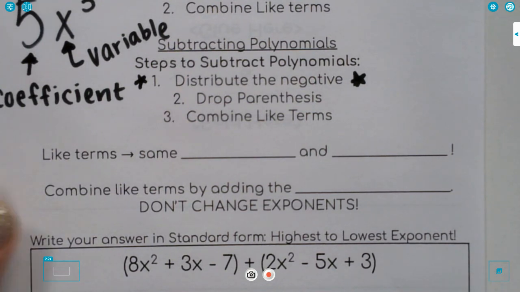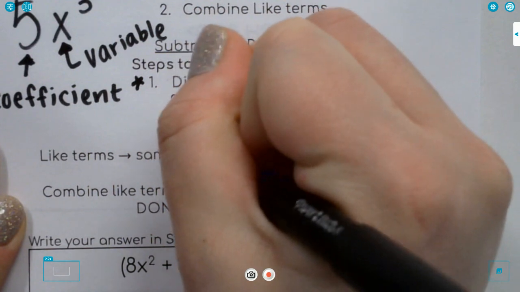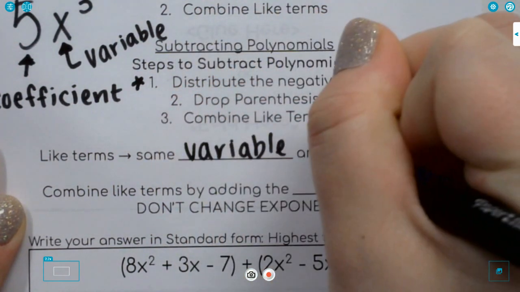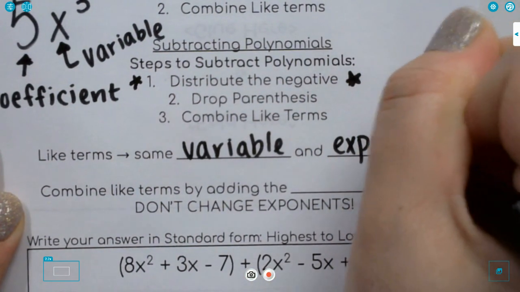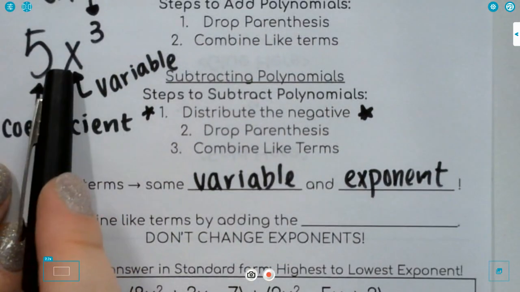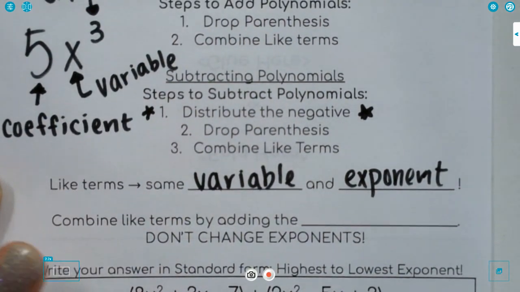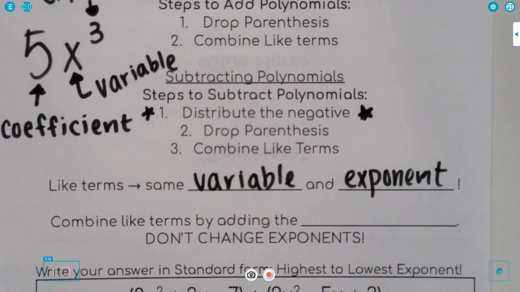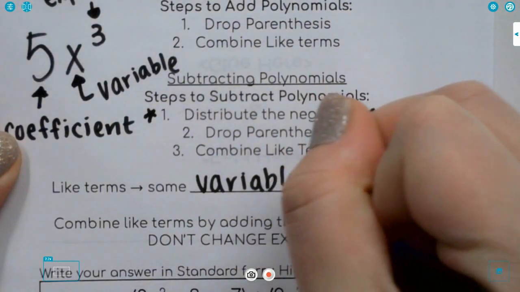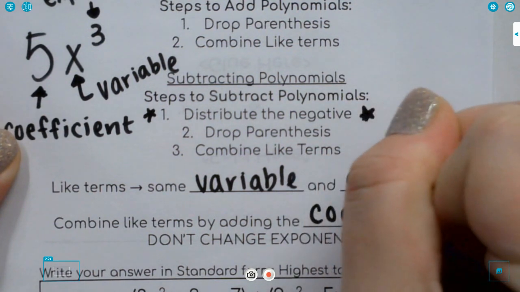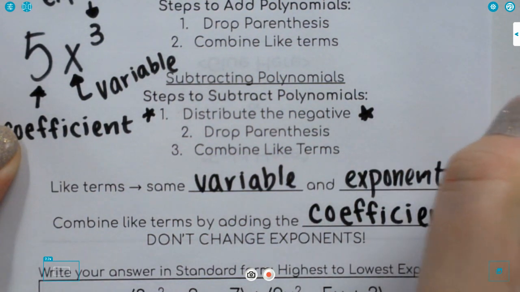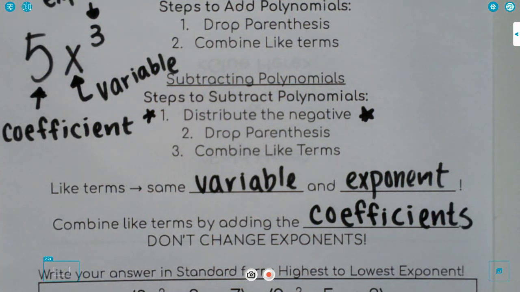A few reminders, like terms have the same variable and exponent. So the same x to the third or x squared or x to the fifth. And then we combine like terms by adding the coefficients. We add the coefficients together. Just like if I were to tell you we have 5 dogs and 3 dogs, we would say we have 8 dogs. It's too many dogs.